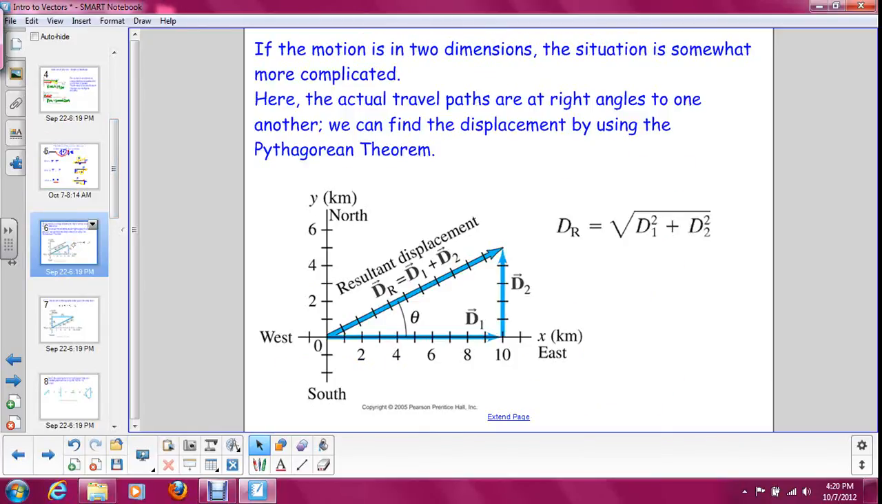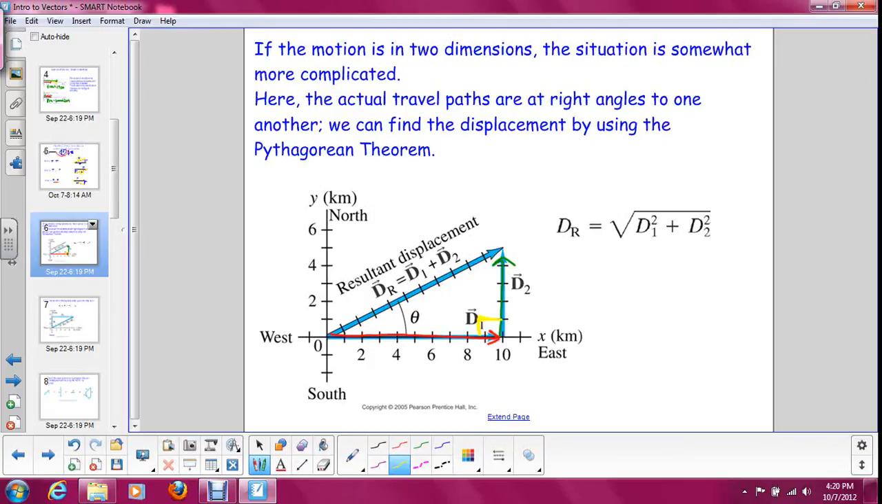If the motion is in two dimensions, let's say left and right and up and down, or east and west and north and south, the situation is a little more complicated. So the actual travel paths are at right angles to one another. We can see that here. If we first move 10 kilometers to the east, and then we make a left-hand turn and move 5 kilometers to the north, this right here is a right angle, 90 degrees.